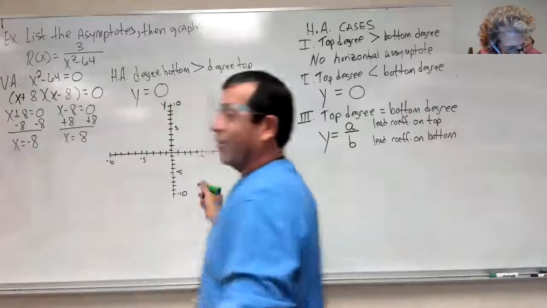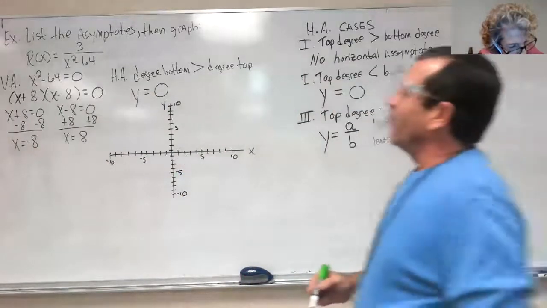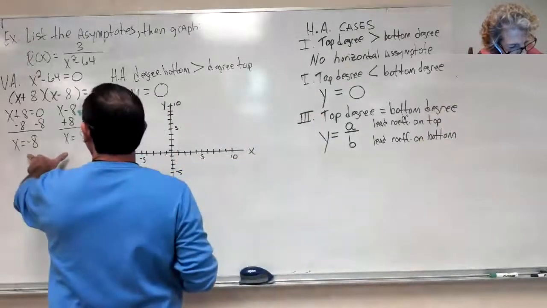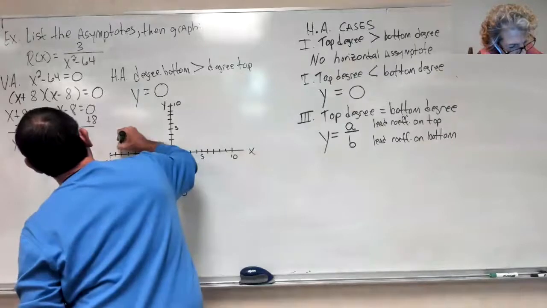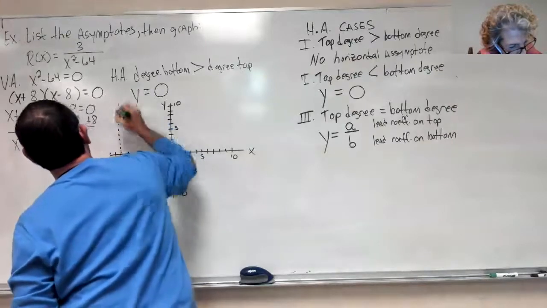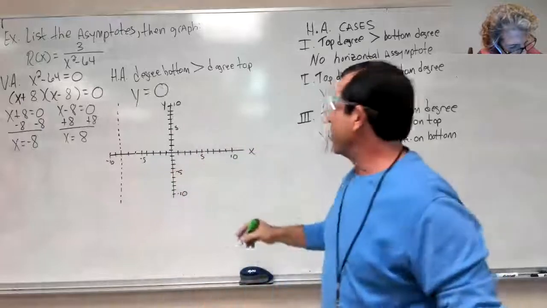We're photographing, drawing all these graphs. Okay, so I said I got vertical asymptotes at -8 and +8. So over here at -8 on the x-axis, I'm going to draw a vertical line up. I'm going to do that at the +8 also.